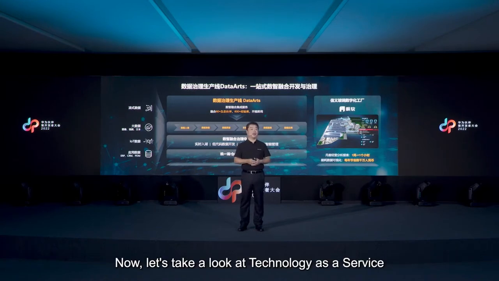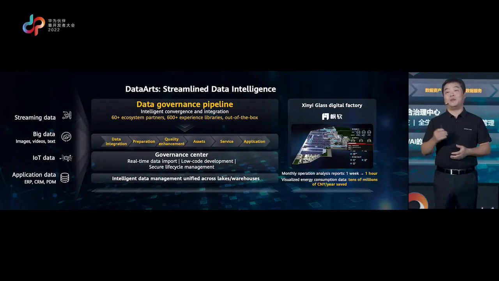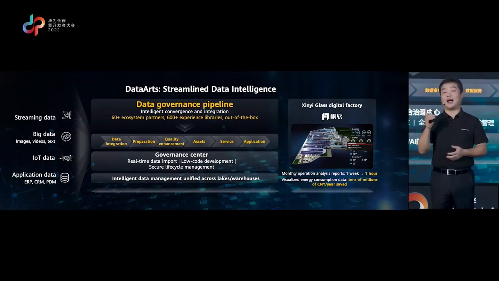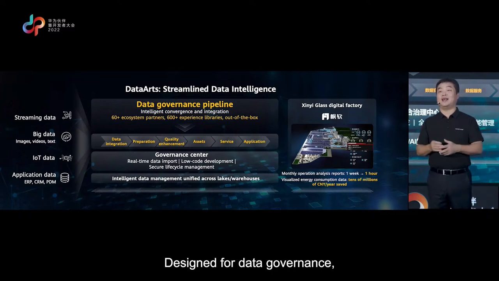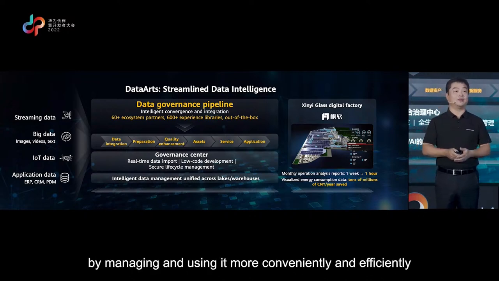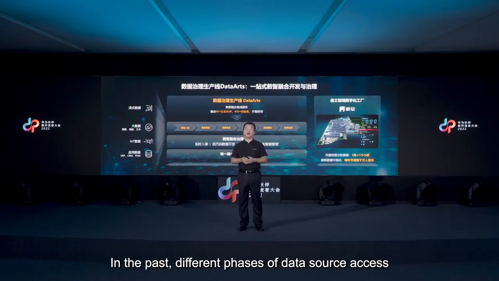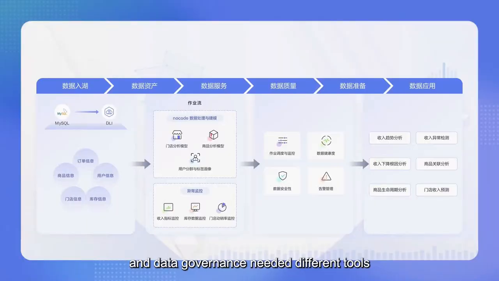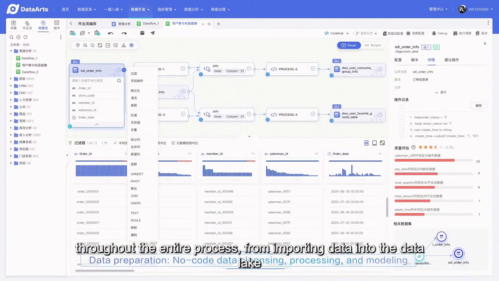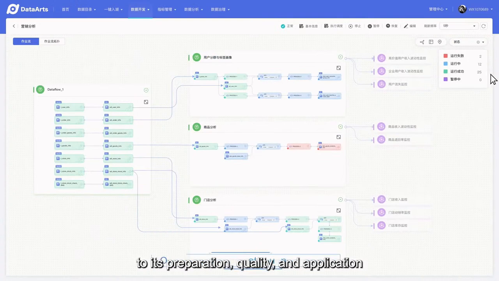Now let's take a look at technology as a service. Last year, Huawei Cloud released 3 pipeline services. Our new pipeline this year is DataArts. Designed for data governance, DataArts helps enterprises unleash the value of their data by managing and using it more conveniently and efficiently. In the past, different phases of data source access and data governance needed different tools. Now, DataArts is a one-stop platform to implement data governance throughout the entire process, from importing data into the data lake to its preparation, quality, and application.